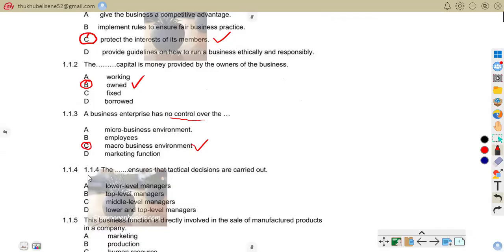So 1.14, the dash ensures that tactical decisions are carried out. We're given low-level managers, top-level managers, middle-level managers, and low and top-level managers. The correct answer there is C, middle-level managers. Middle-level managers take tactical decisions. Those are managers who implement strategies set by top management, making operational decisions to achieve goals. So that is the correct answer.